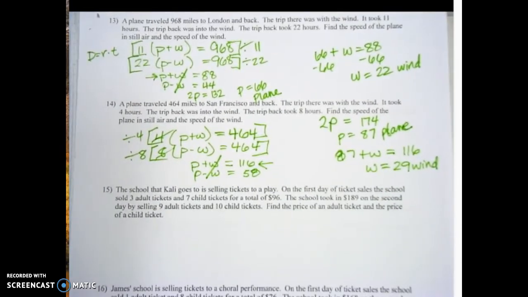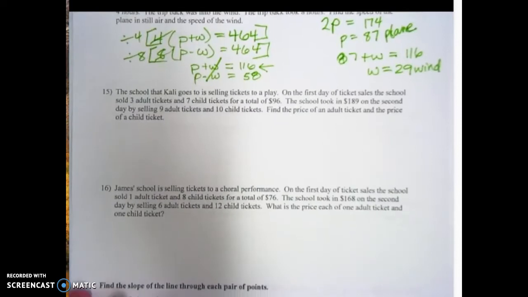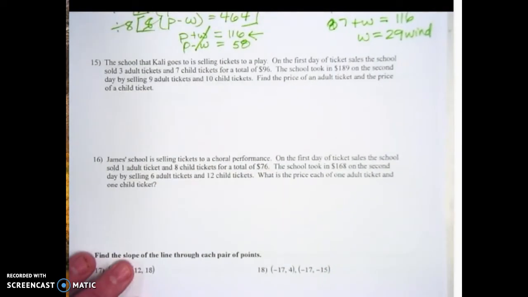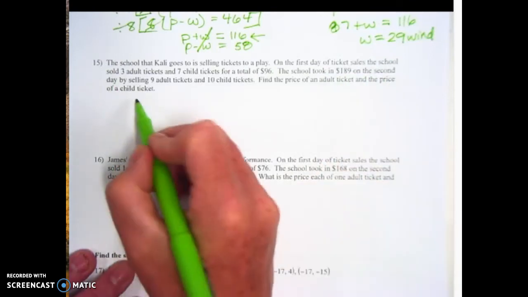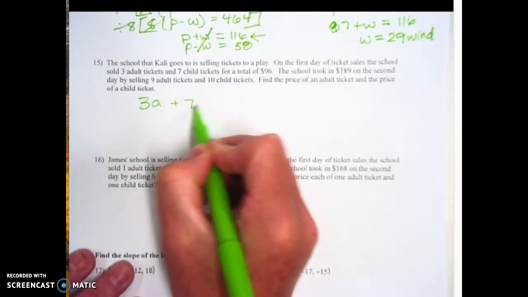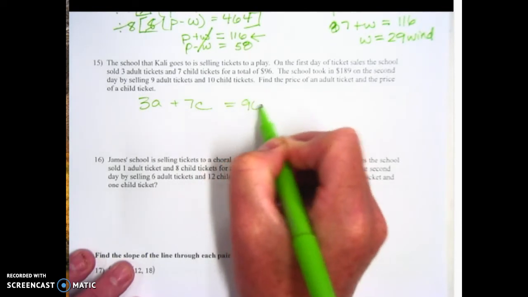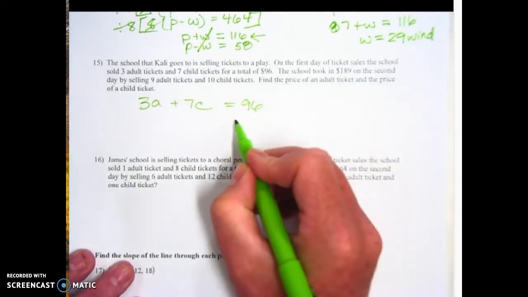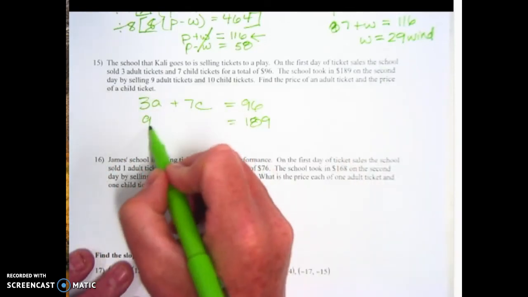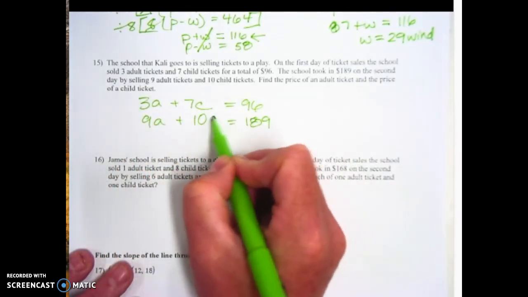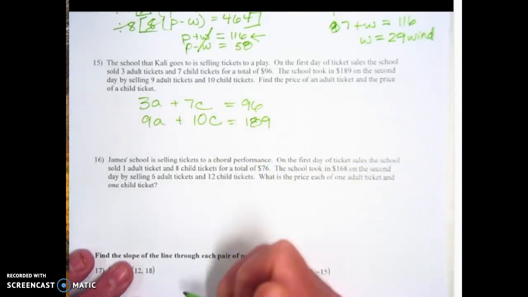Number 15, the school that Callie goes to is selling tickets to a play. On the first day of ticket sales, the school sold 3 adult tickets and 7 child tickets for a total of 96. The school took in 189 on the second day by selling 9 adult and 10 child tickets. Find the price of each.